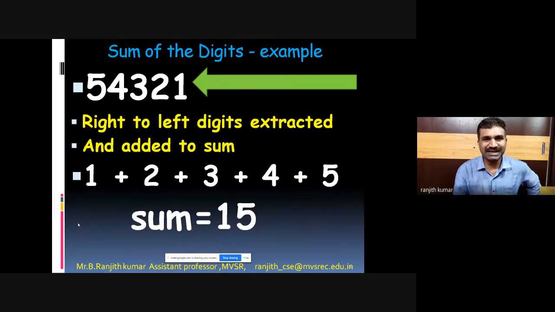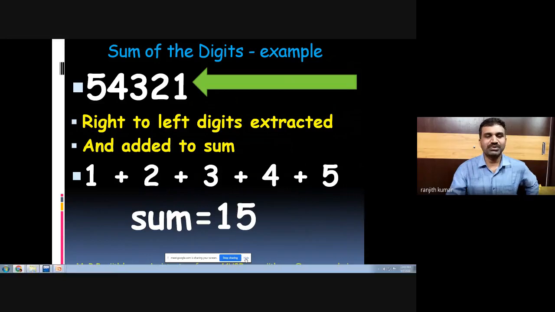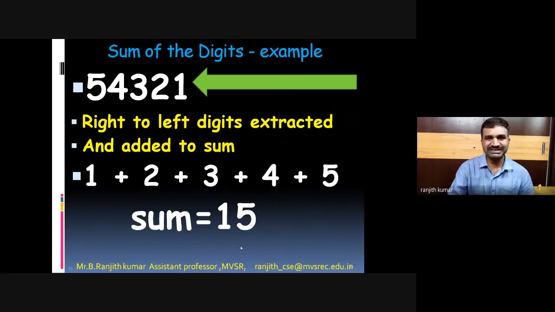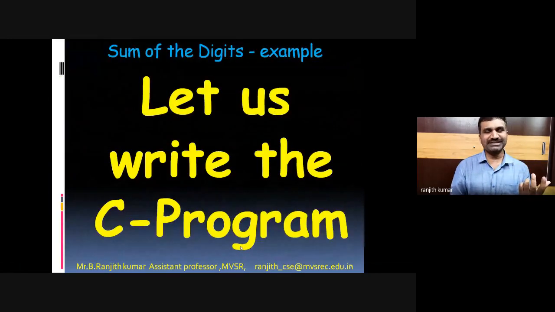Let us have one more example where we are accepting 54321. We are extracting the digits similarly and adding them to the sum. So these are two examples showing what our input and output are. Now let us type the program in the console programming editor.